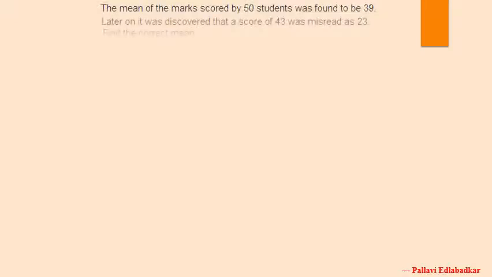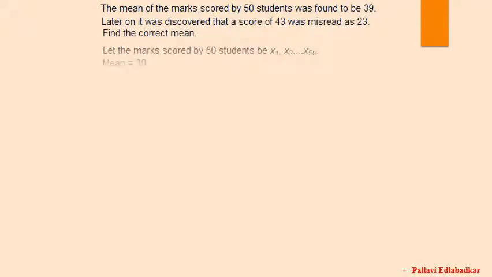The mean of the marks scored by 50 students was found to be 39. But later on, it was discovered that a score of 43 was misread as 23. So now find the correct mean.